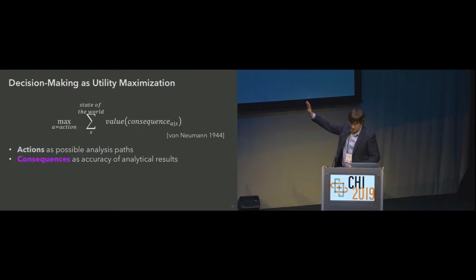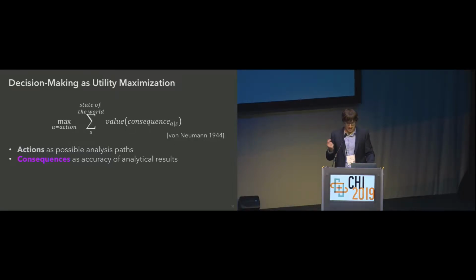Note that in the formula here, we characterize the consequences of an action A in light of a state of the world S. This is to say that the accuracy of a particular path is determined in reference to the true state of the world. But if we knew the true state of the world, there would really be no need for analysis. So this means that researchers must rely on proxies to judge the consequences of their decisions, because the true consequence of each path is unknown and perhaps unknowable.